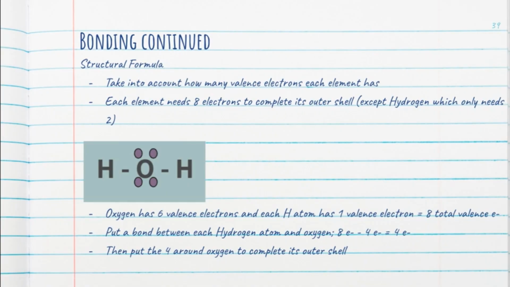And then if you put a bond between each of the hydrogen atoms and oxygen, that means 4 electrons have been used up because each bond consists of 2 electrons, so you have 4 more electrons left to distribute. And then we can just put these 4 around oxygen to complete its outer shell, and hydrogen will also have its outer shell complete because it has the 2 that are in the bonds.